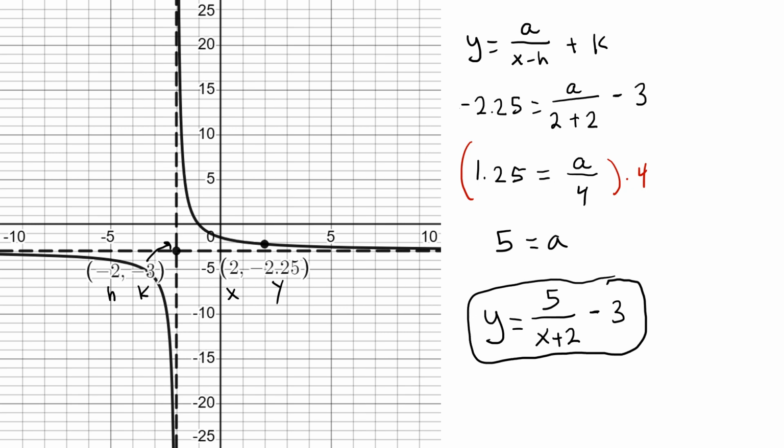All right, so hopefully this gives you some insight in how to write equations to different graphs based on their general form.